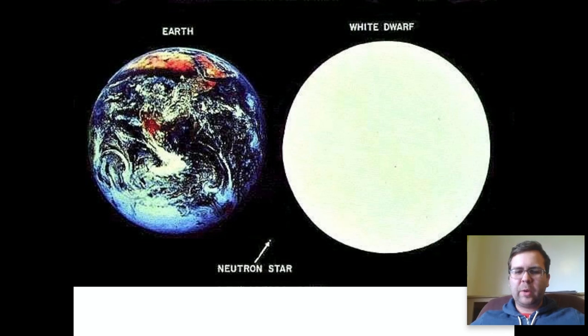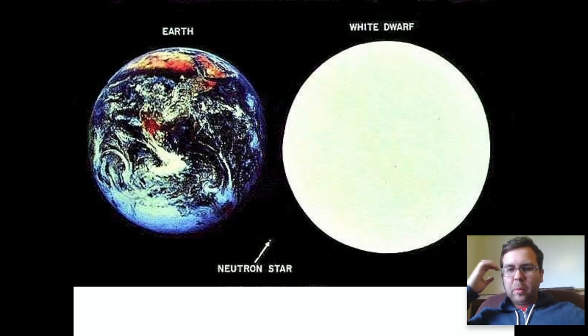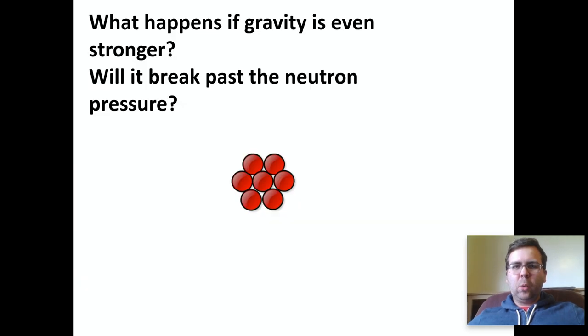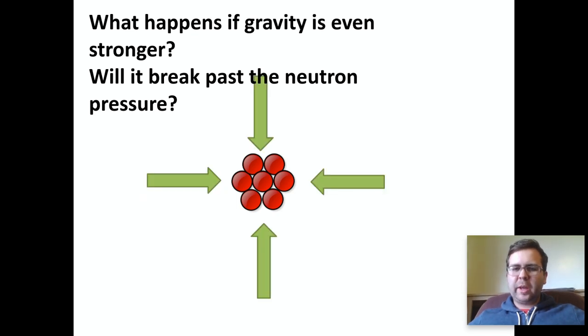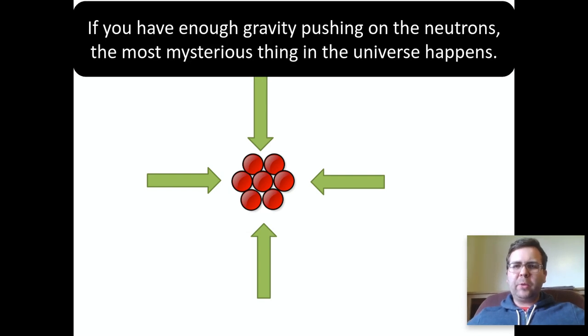You've got a white dwarf and you've got a neutron star. But what if you could compress that neutron star even more? What if there was even more gravity pushing in? Is there anything that could break past this neutron pressure? Pushing in on these neutrons, you would think there's nothing you could do to break them down even smaller. But if you have enough gravity pushing on the neutrons, the most mysterious thing in the universe happens.